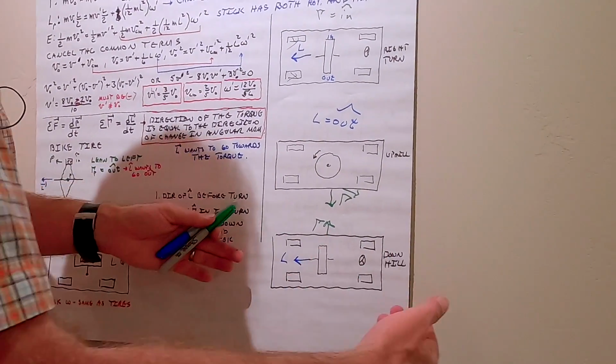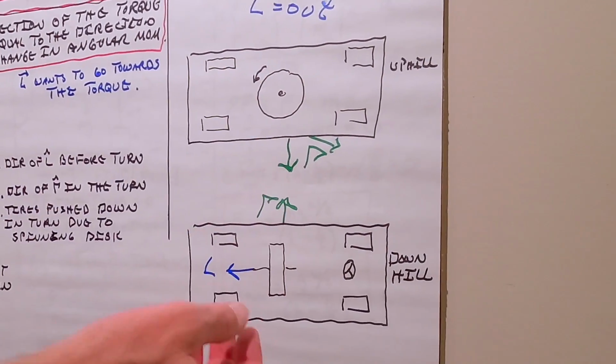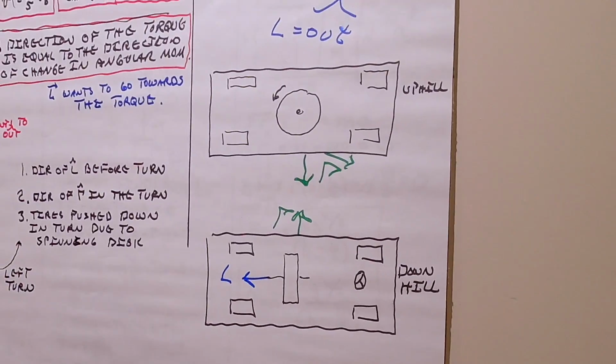calculate what's level in an airplane. They can't use a bubble level. They use these discs right here, which they call gyros.